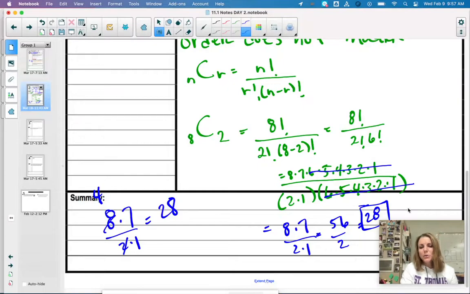If you don't like this extra simplifying that I'm doing, you don't have to do it. I would, though, do this part where you cancel when there's the same set of numbers on the top and the bottom. It's going to make your life so much easier.